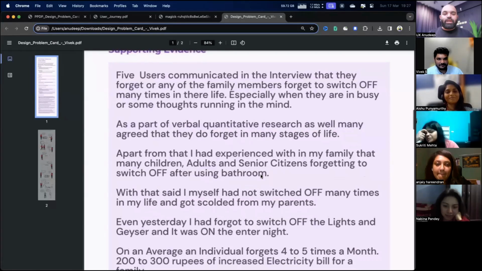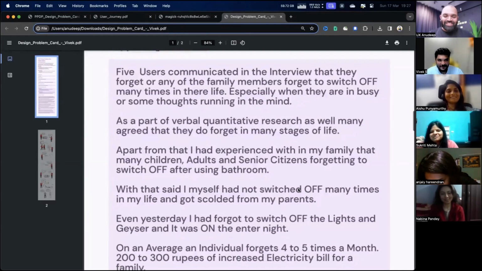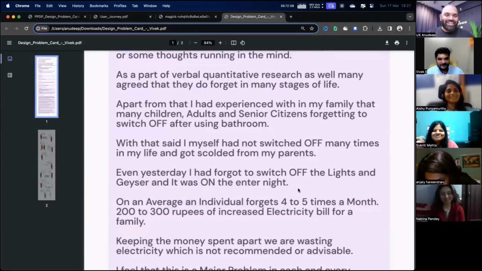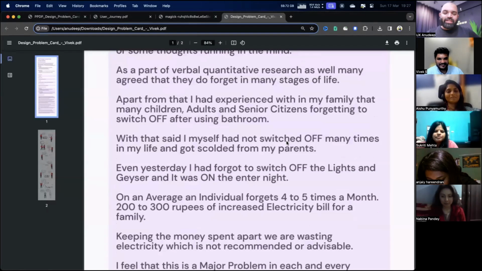You might want to just say that when I interviewed people, the users I spoke to agreed that they have forgotten to switch off the geyser or light or whatever, many times in their past. That's it. Okay. Stages of their life is too much, like childhood stage, adolescent stage, adult stage. Apart from that, I had experienced within my family that many children, adults, senior citizens forget to switch off. So this is you. With that said, I myself not.